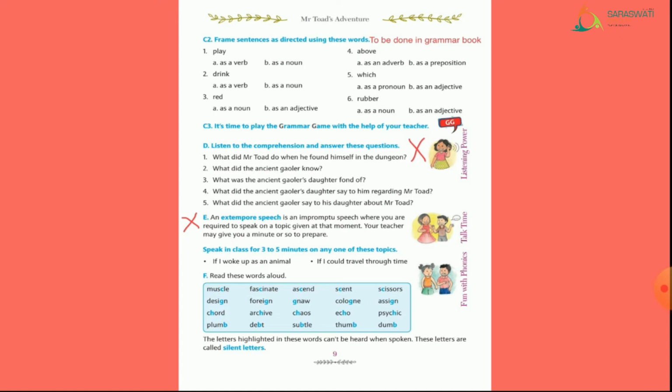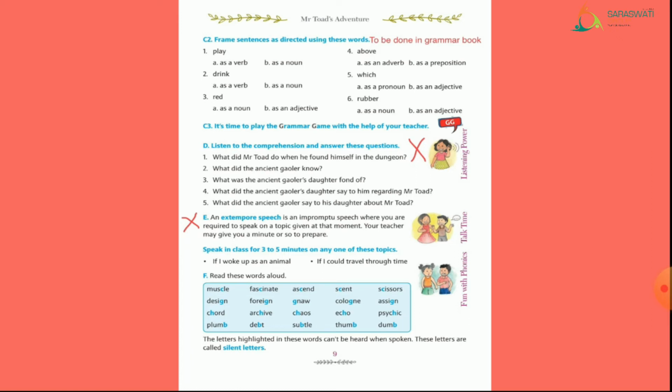Now if we want to use the word drink as a noun, we can make a sentence like, I really need a drink of water. Okay, here the word drink is acting as a noun. Number 3, the word red. Now here it is given that you have to make one sentence with red as a noun, and one sentence with red as an adjective. So let us first make red as a noun.